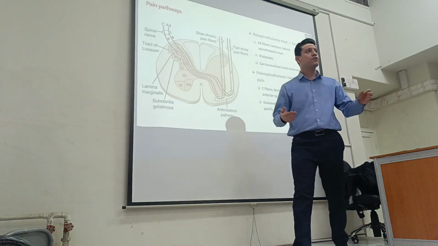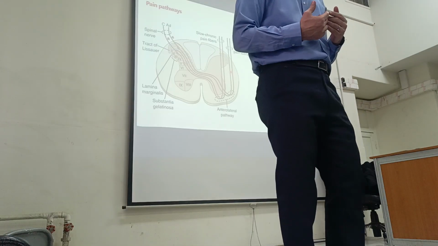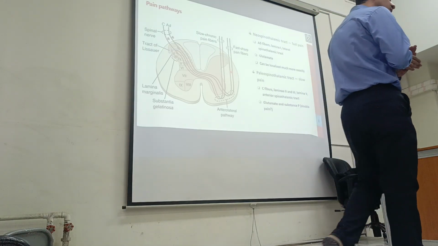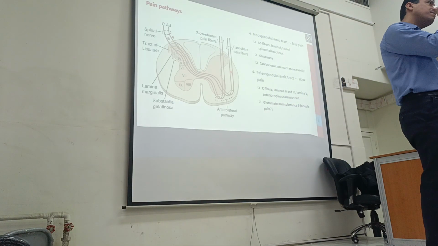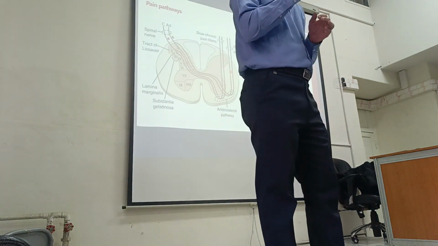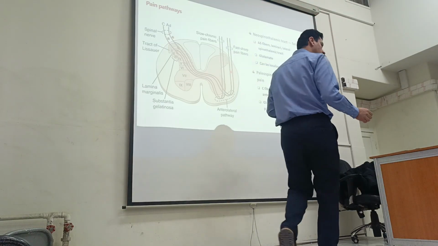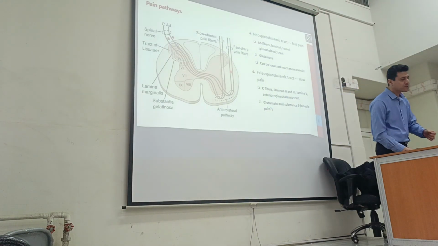So in the anterolateral system, we have two tracts, the lateral one and the ventral. The lateral one is responsible for transmission of fast pain, but the ventral one is responsible for transmission of slow pain. Let's see the neurotransmitters here.